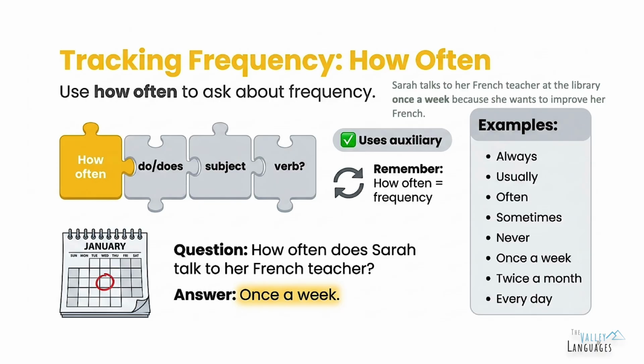How often does she actually go? To track frequency, we use how often. By now, you're definitely noticing the pattern, right? We absolutely 100% need that auxiliary do or does. Our completed question is, how often does Sarah talk to her French teacher? And the answer from our story? Once a week. And keep in mind, you can use all sorts of fantastic frequency words with this question format. Things like always, usually, often, sometimes, or even never.